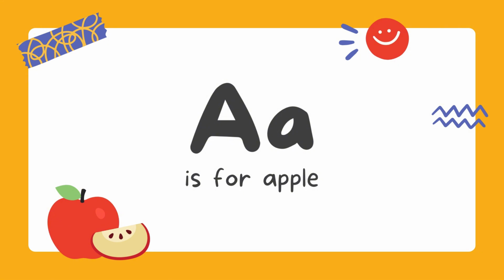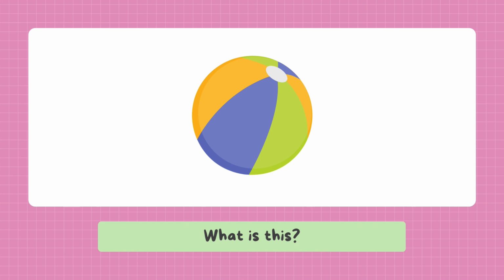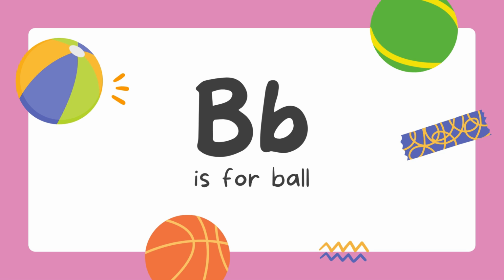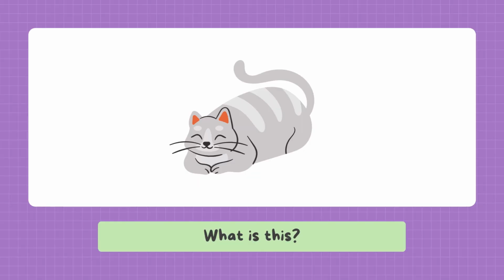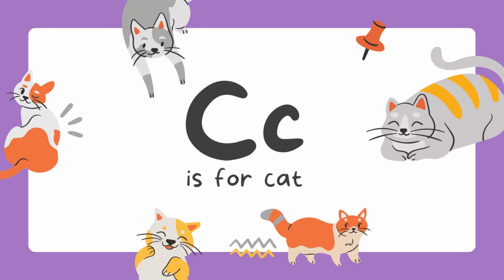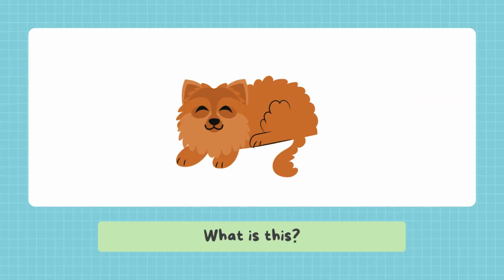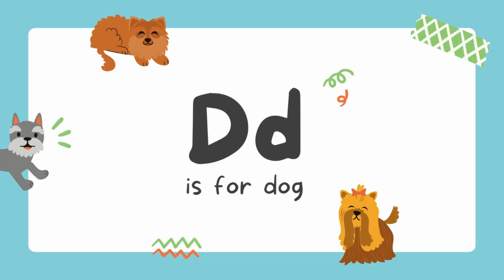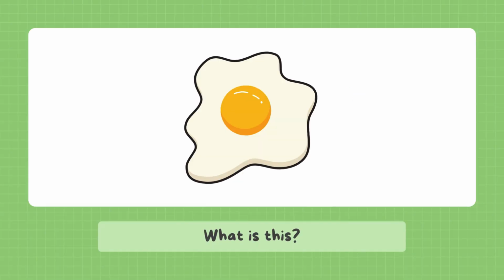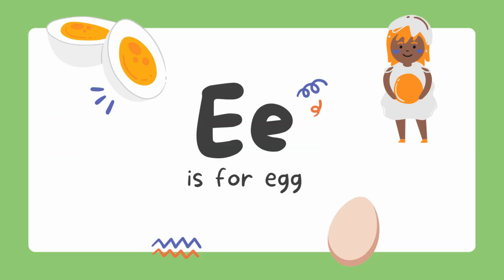A is for apple. B is for ball. C is for cat. D is for dog. E is for egg.